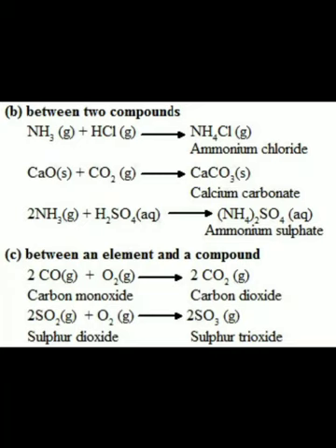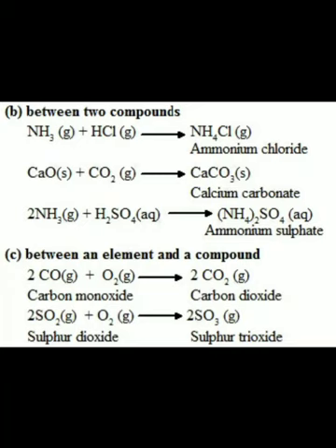Next is the reaction between an element and a compound. Here carbon monoxide is a compound, and it reacts with an element, oxygen. It gives rise to carbon dioxide. That means A plus B: one compound reacts with an element and forms a single compound, carbon dioxide. Next, sulfur dioxide is a compound, and when it reacts with oxygen, it gives rise to sulfur trioxide.